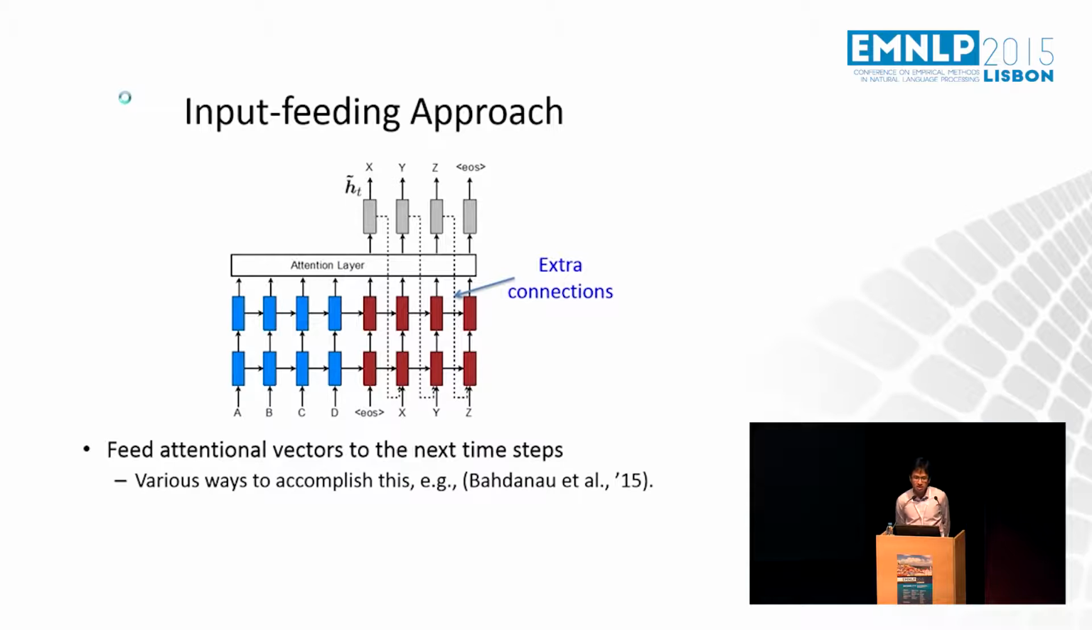So I would say that there are various ways that you can accomplish this. Bernard's work already did that in a way. They try to have the context vector within the attention layer and connect it to the next time step. But there has not been any analysis of whether this connection is important or not. So we analyze this in this work.